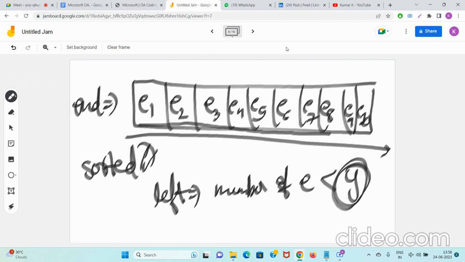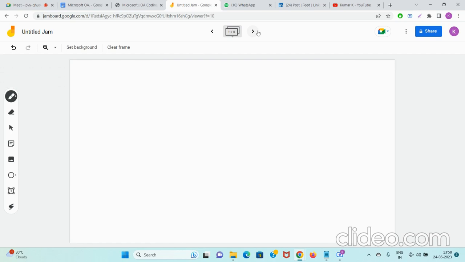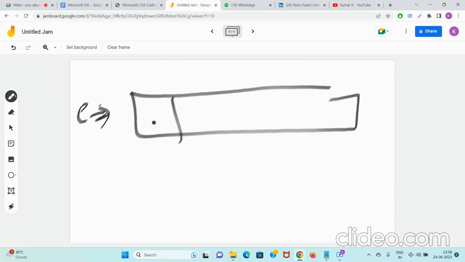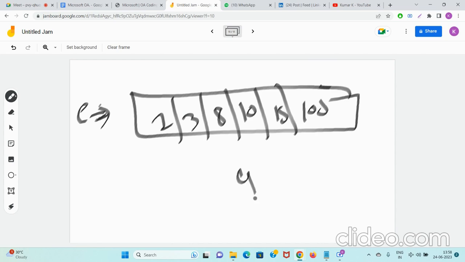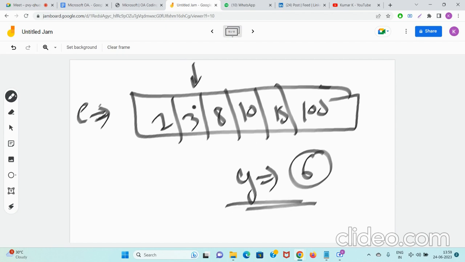So समझो let's say your end points of all the intervals look like this: 1, 3, 8, 10, 15, 100, okay? And your y is coming as 6. Y is coming as 6. So doing binary search in 1 second, you can find out how many numbers in this array are less than 6. Okay. You need to have basic binary search knowledge for this.